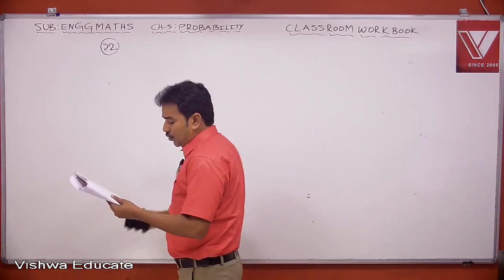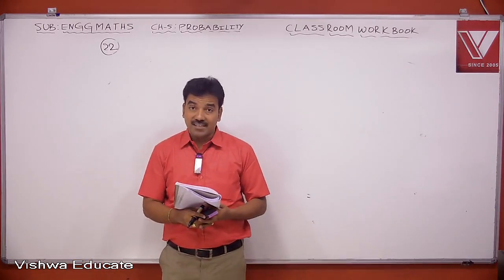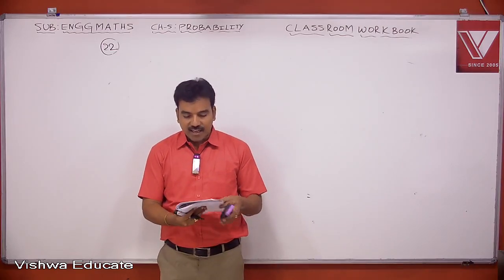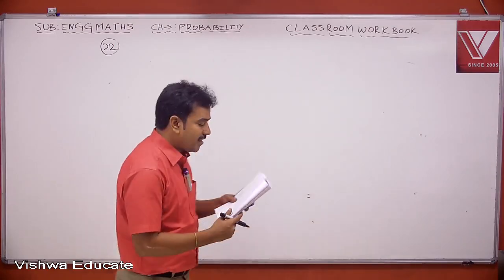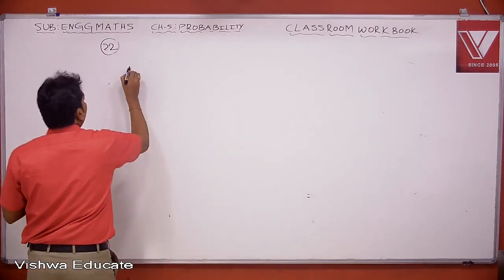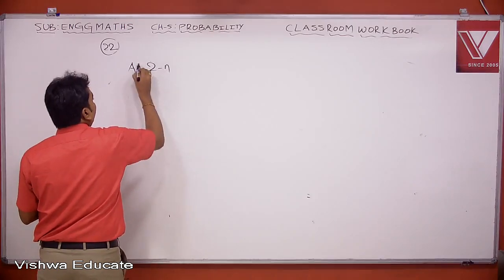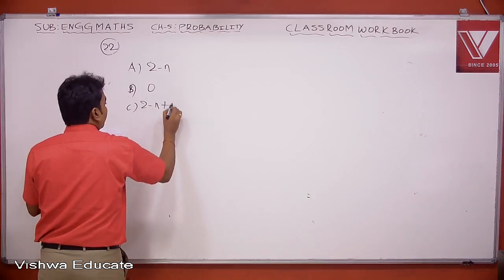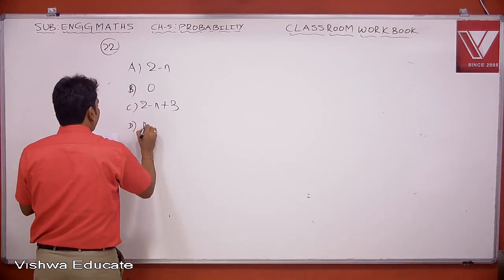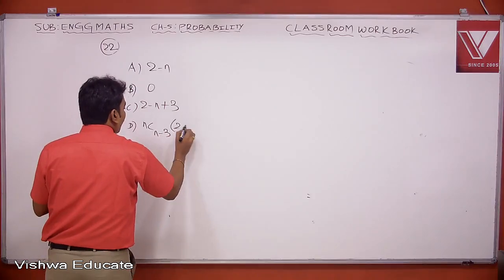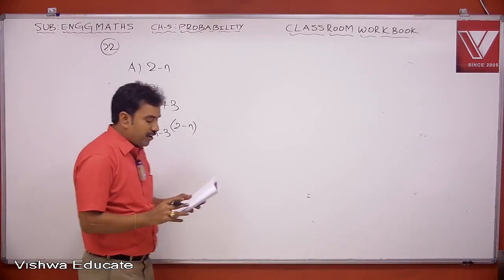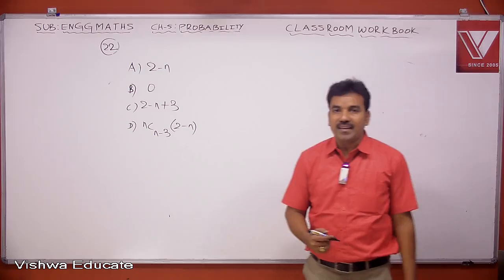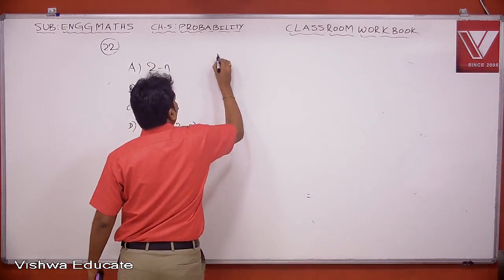Note these points. The difference between number of heads and number of tails is n minus 3. How many times is the coin tossed? N times. So look at the options, because we can get this answer easily from the options. Option A is 2 minus n. B, it is 0. C, it is 2 minus n plus 3. D, it is nCn minus 3 into 2 minus n. So the difference between number of heads and number of tails must be n minus 3. How many times is the coin tossed? Exactly n times.